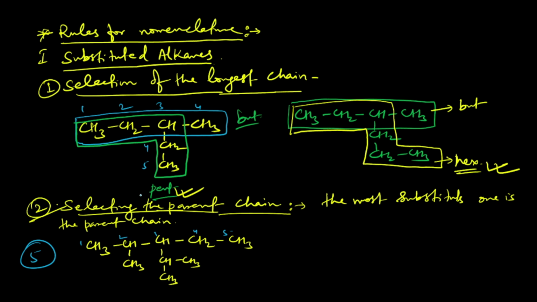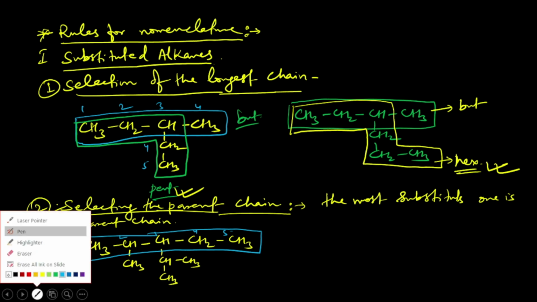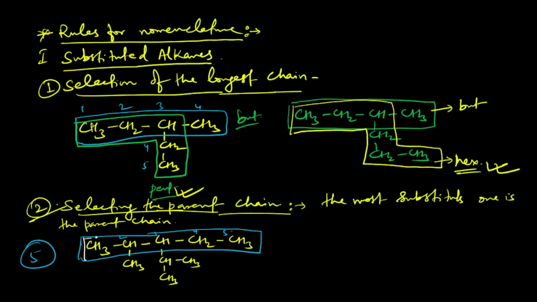Okay, selection of the longest chain. Now we have to find which one will be the parent chain. Okay, I'll draw the line. Whether this is your parent chain or this is your parent chain that we have to select. Now if we are moving from this side, we have to see the most substituents one is the parent chain. So now if this is the parent chain we are selecting, what is happening?